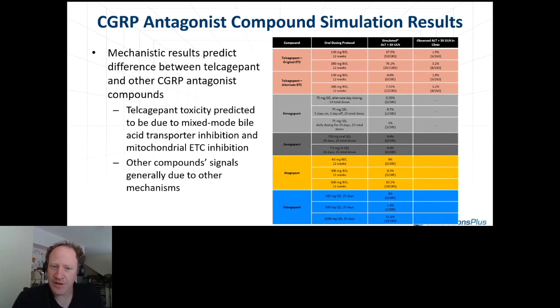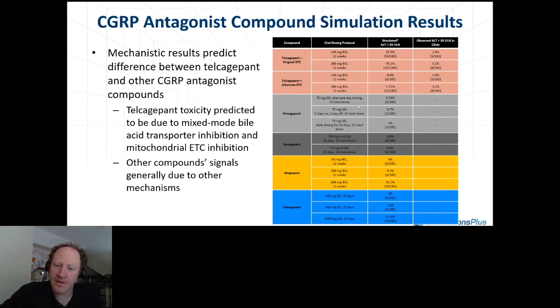In fact, you can dig into the actual numbers here. You can see the observed ALT elevations in the clinic: 5% at the lower dose and 8% at the higher dose. We have a little bit of an over-prediction with the higher ETC, maybe a little bit of an under-prediction at the lower ETC. But this kind of bookends where you're still predicting something with telcagepant.